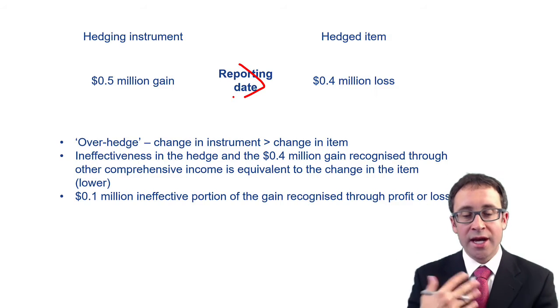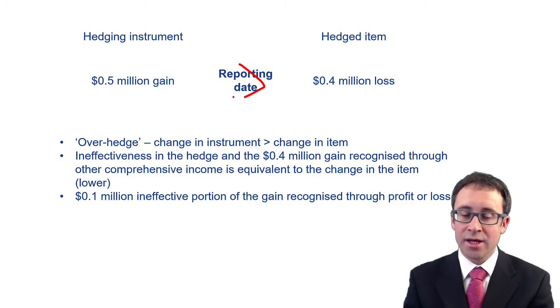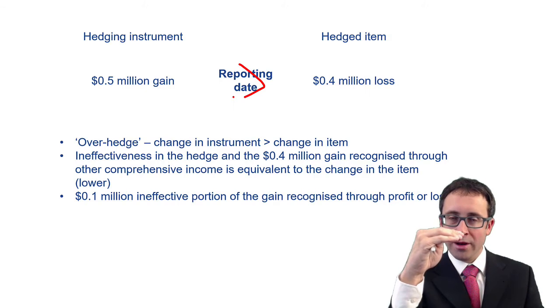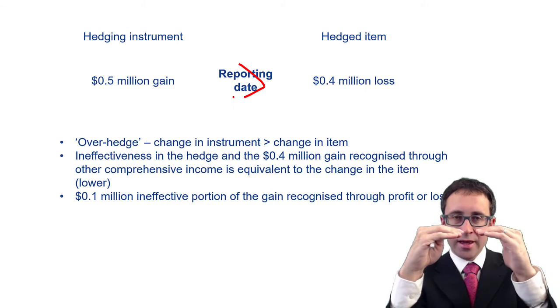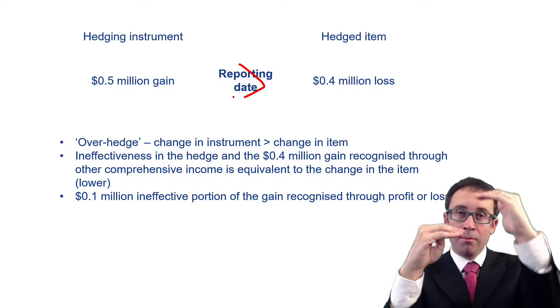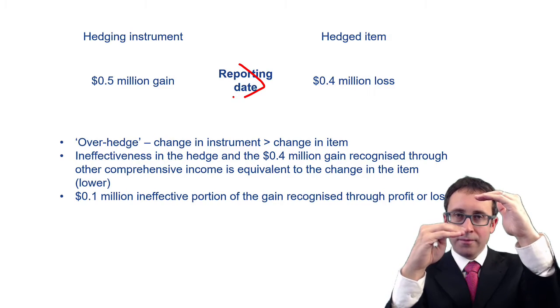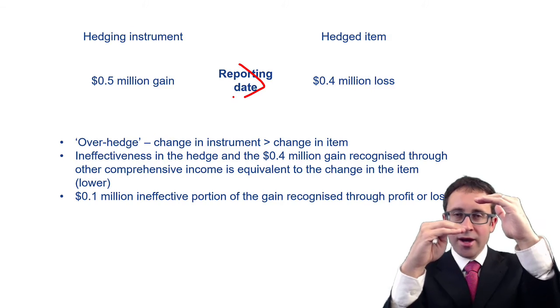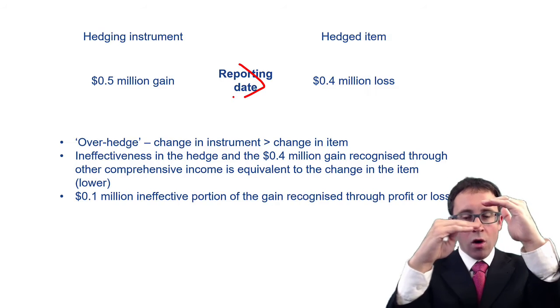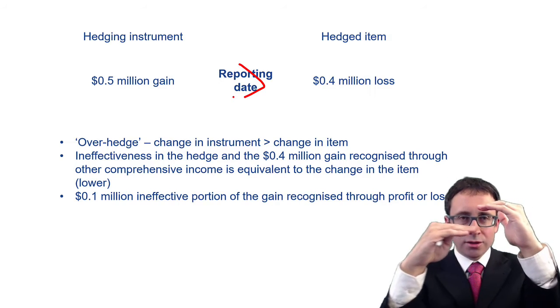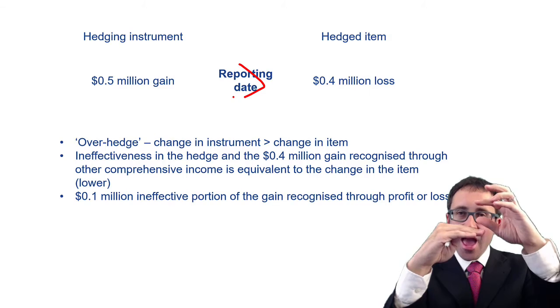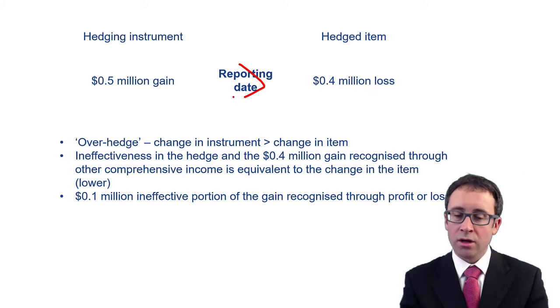Okay, so the change in the instrument is greater than the change in the item. There's the loss of 0.4 million on the item. Ideally, the gain would like to be 0.4 as well, but it's just a little bit more. Okay, so really we should only take the gain up to the level of the loss. Okay, and then anything extra that we've made as a gain goes to profit or loss.